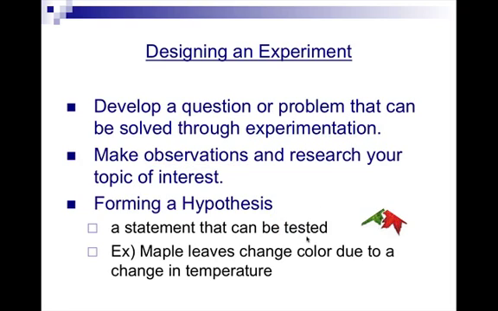And finally, here would be a good example of a hypothesis. Maple leaves change color due to a change in temperature. It's something that we can actually test by seeing how, as the temperature decreases, the leaves on the trees change from maybe green to red to orange to yellow.